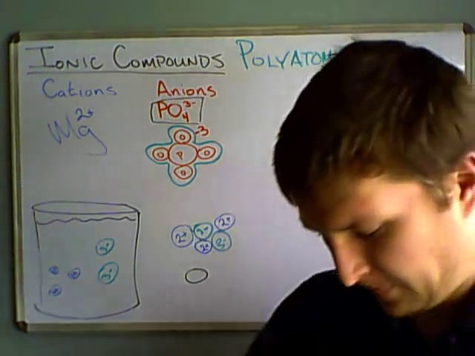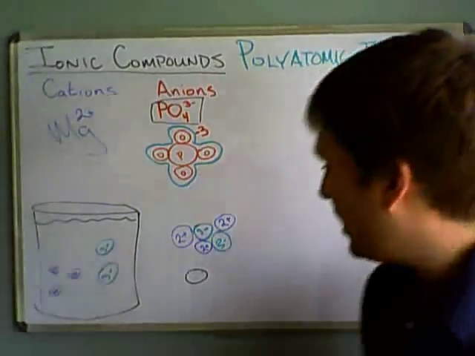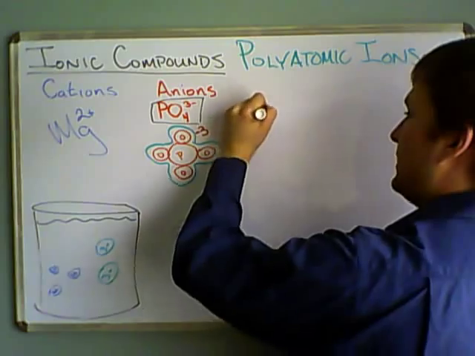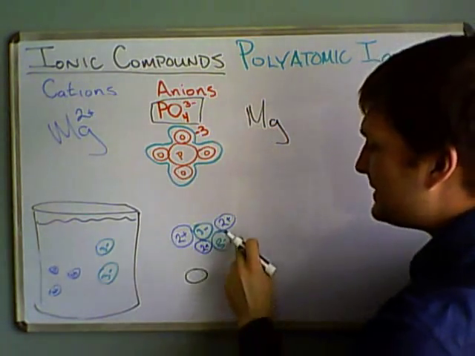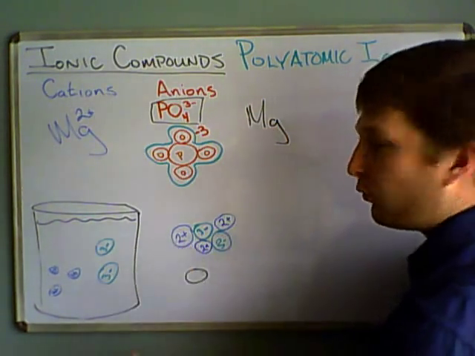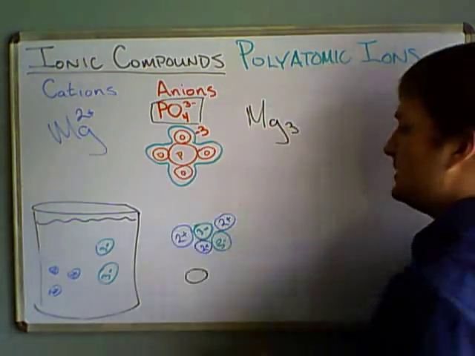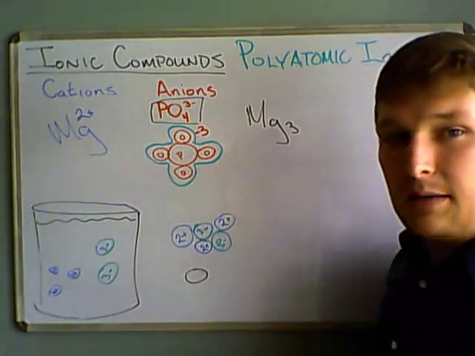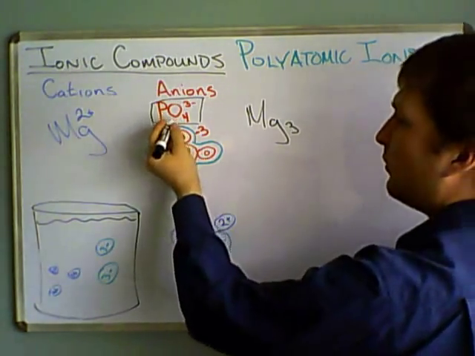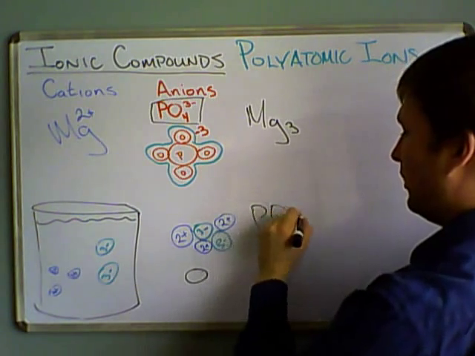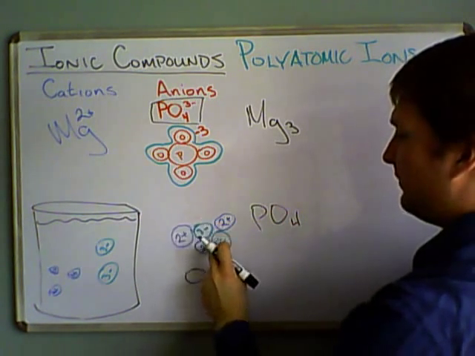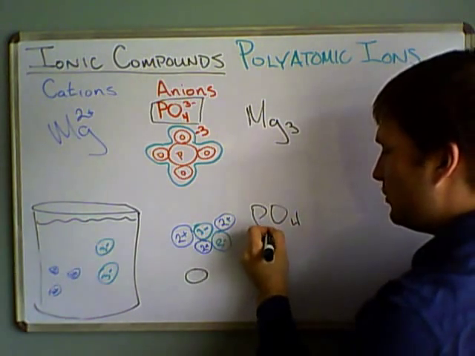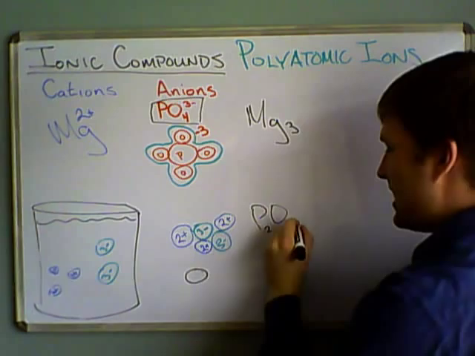Well, again, the cation always comes first. And the cation was the magnesium, right? Magnesium, and I can see that there are 1, 2, 3 of them, okay? Magnesium, 3. And now, this is where a lot of people make mistakes. They like to say, okay, well, PO4, since there's 2 of them, then it's going to have 2 of these and 8 of these.